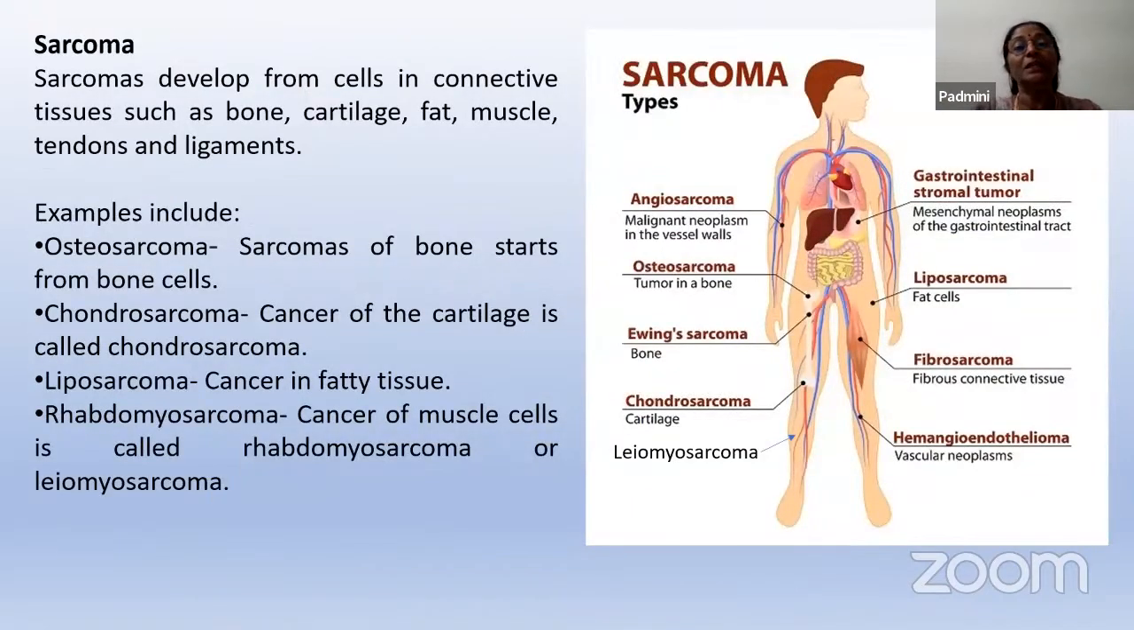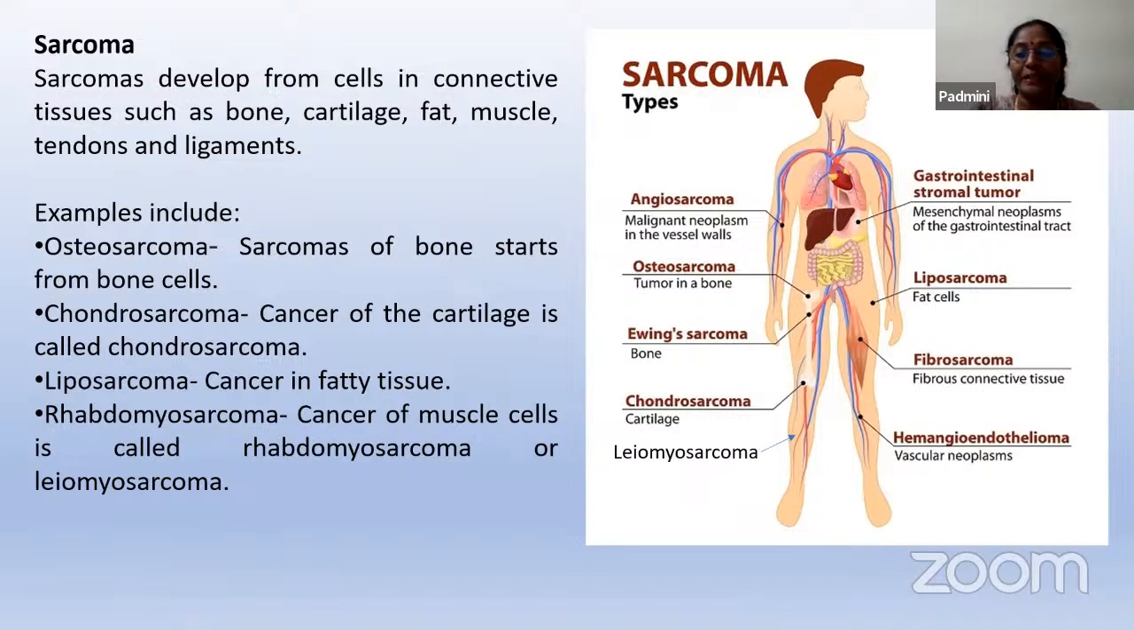So the next one is a sarcoma. Remember we were talking about the connective tissue disorders in a benign tumor. That benign tumor can become cancerous. So when it becomes cancerous, you call them sarcomas, which develop in the bone, cartilage, fat, muscle, tendons, and ligaments. If you can see in this picture, the examples include osteosarcoma, a tumor in the bone, which is called osteosarcoma.